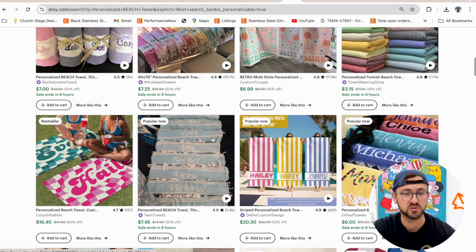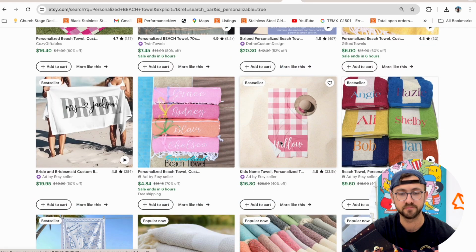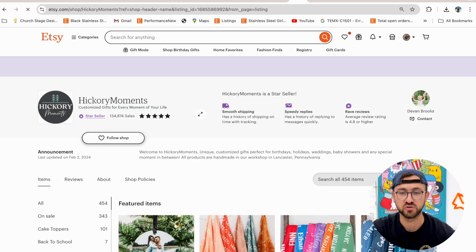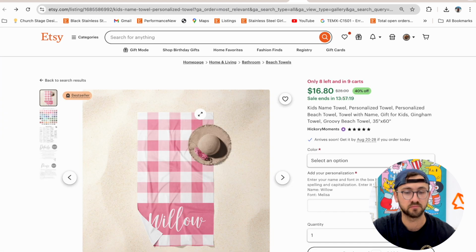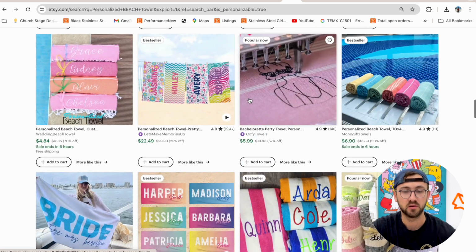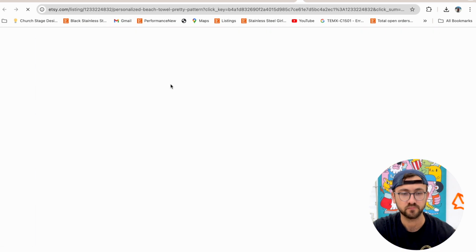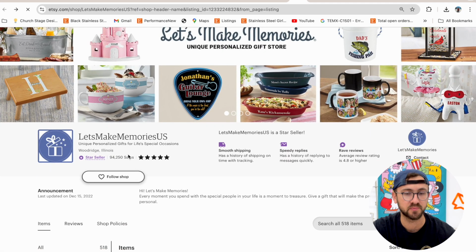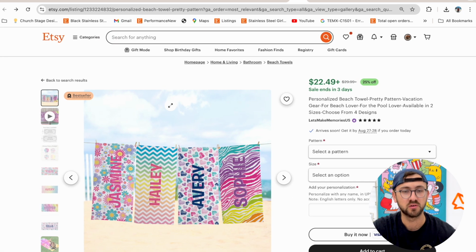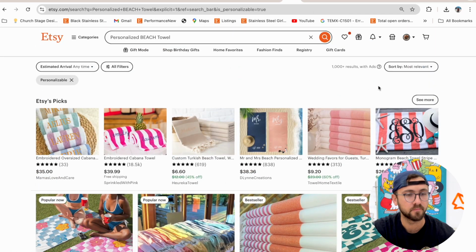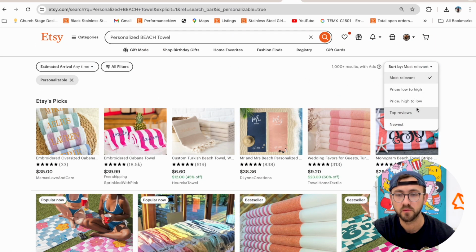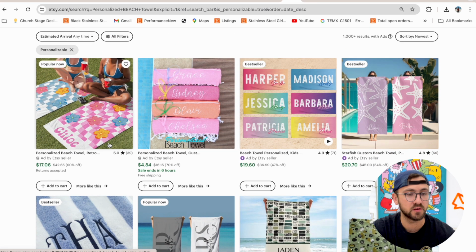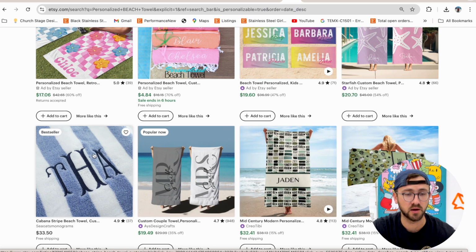Now they used to have numbers next to the thing, which just shows how many sales that Etsy shop is having. Now they don't have it anymore. We're just going to click through them and find a small Etsy shop that doesn't have that many reviews. So we're going to filter it to the newest, and we're going to find the newest towels that are being sold.